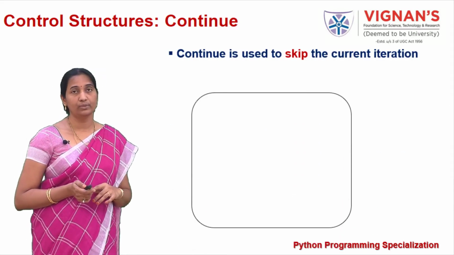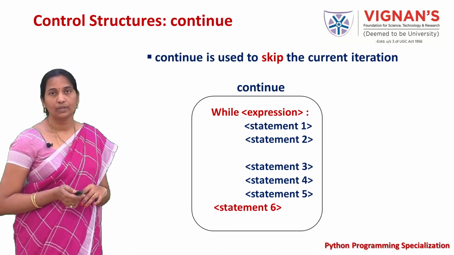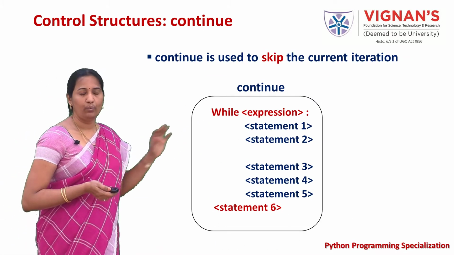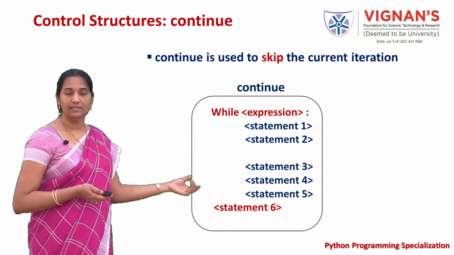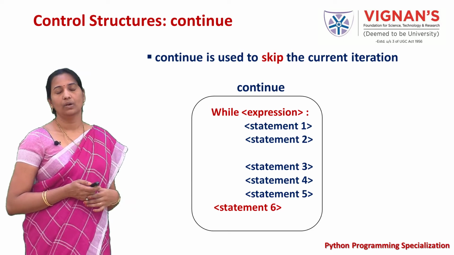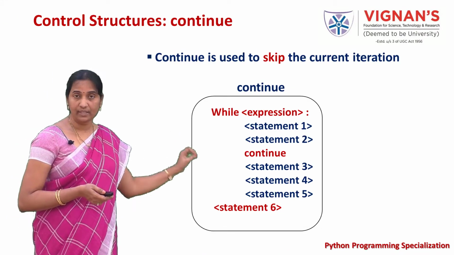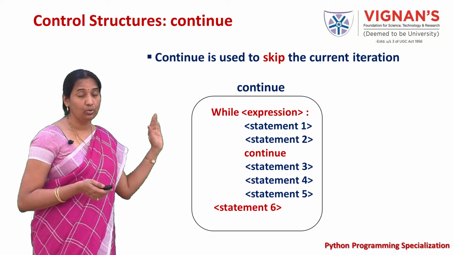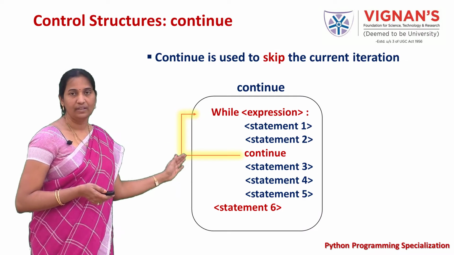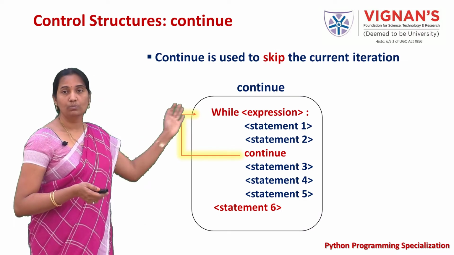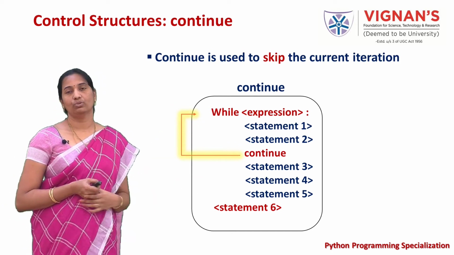Now let's see how we can use the continue statement to skip a particular iteration. Here again I have a while loop which has 5 statements as part of the while loop, and the 6th statement is placed after the while loop. Now I am going to bring in the continue statement. Whenever the continue statement is executed, that particular iteration alone is skipped. If you observe, when continue is executed, the control moves upwards to the while, that is, the condition will be tested and the next iteration will be executed.